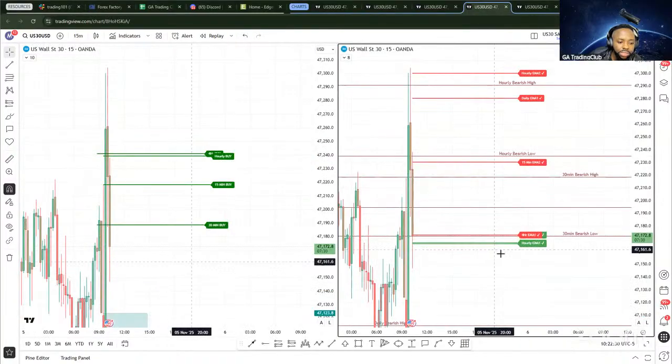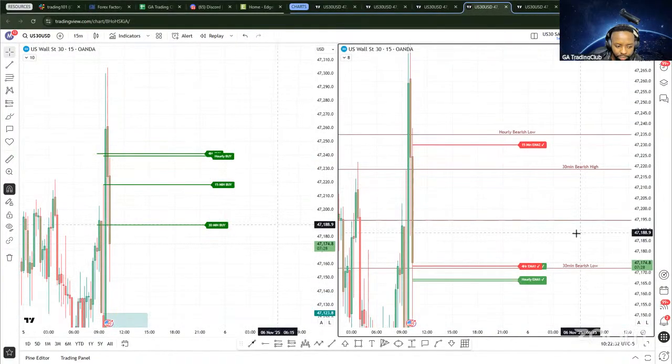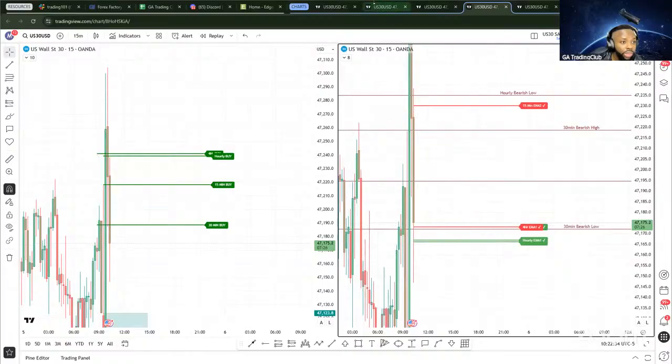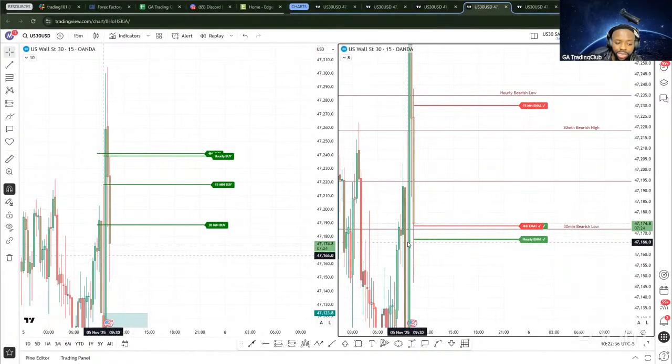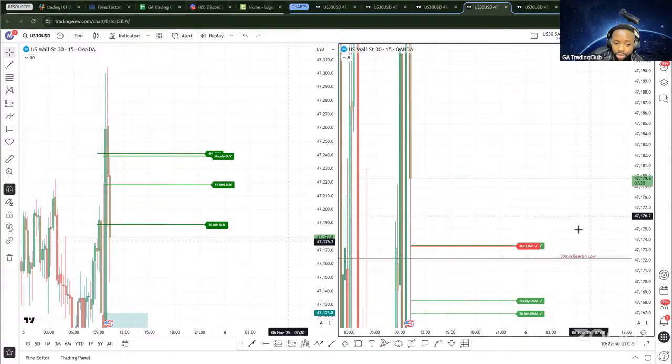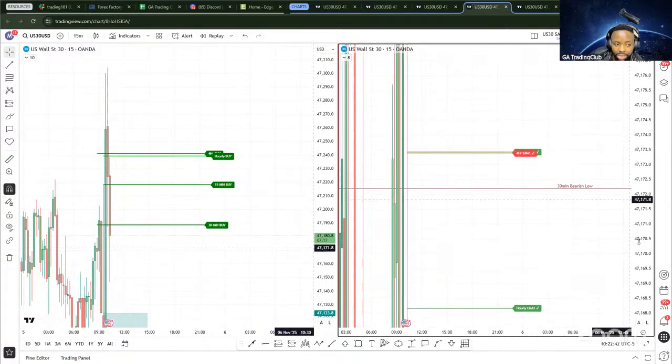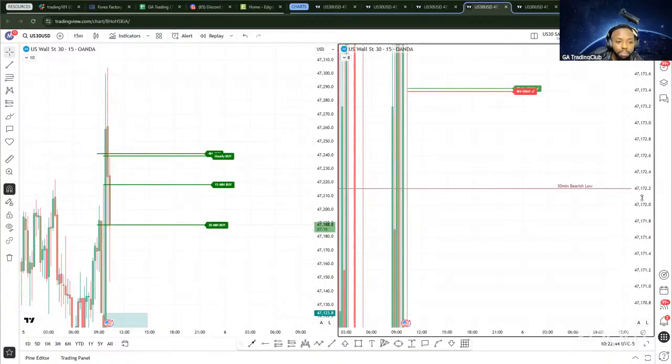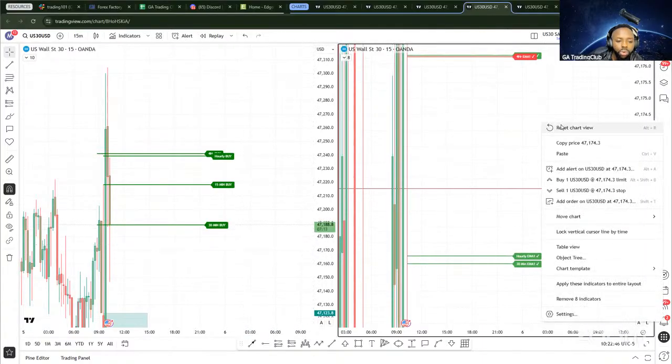And the EMAs are the hourly EMA. So price on the hourly time frame has already closed above the hourly EMA. We are also above the 4-hour EMA. We are above the 30-minute EMA. We are above the 15-minute EMA as well.